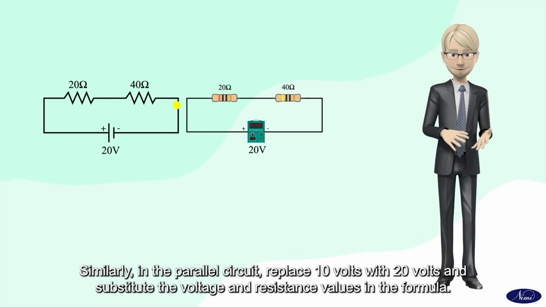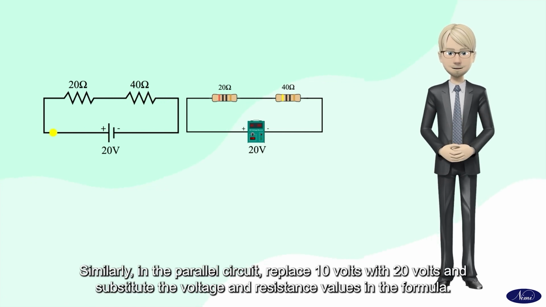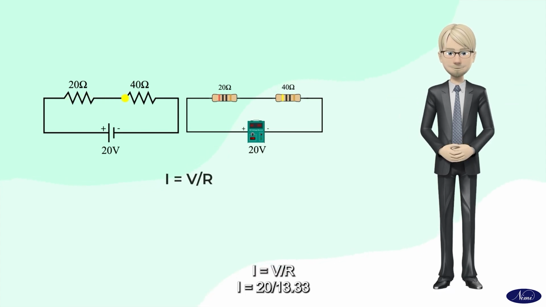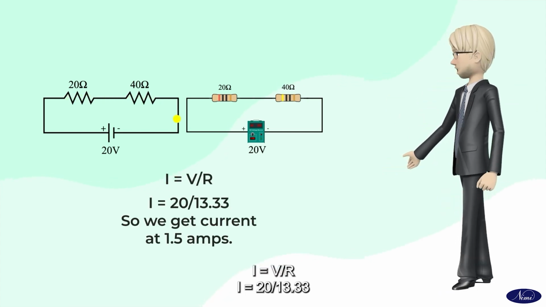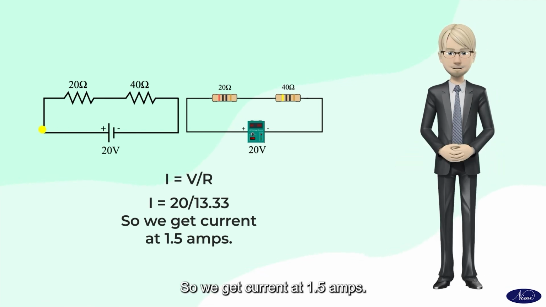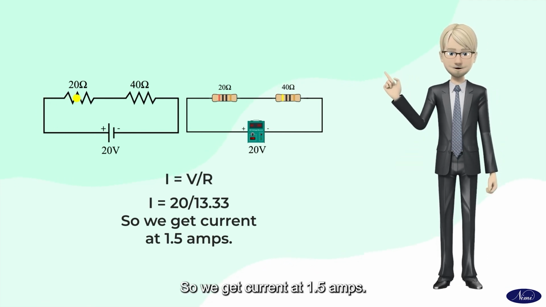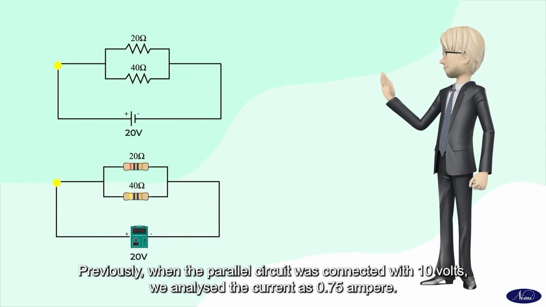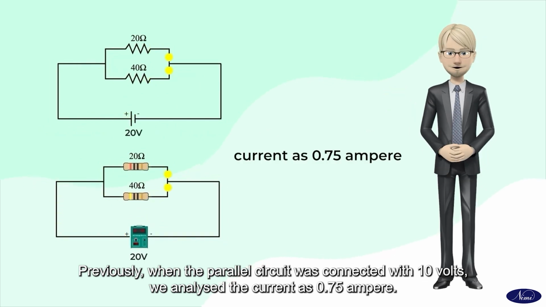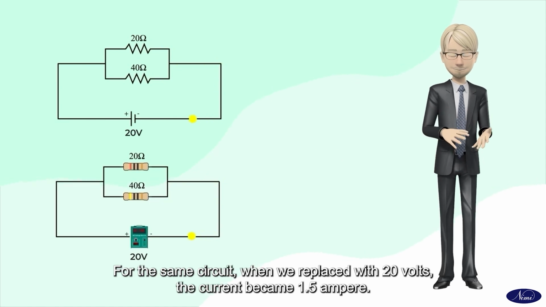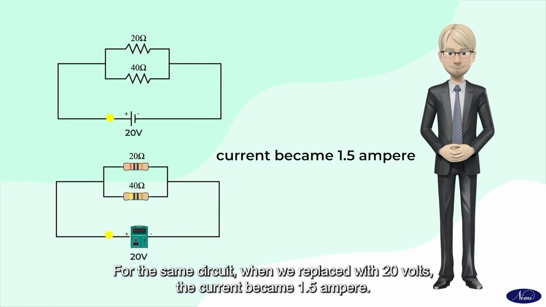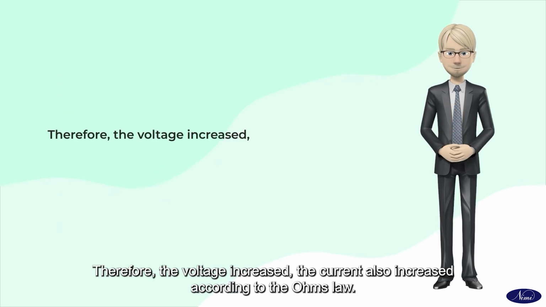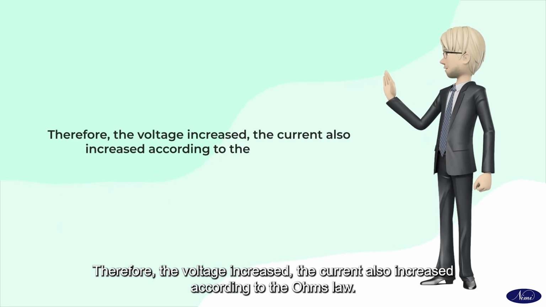Similarly, in the parallel circuit, replace 10 volts with 20 volts and substitute the voltage and resistance values in the formula. I equals V by R, I equals 20 by 13.33. So we get the current as 1.5 amperes. Previously, when the parallel circuit was connected with 10 volts, we analyzed the current as 0.75 ampere. For the same circuit, when we replaced it with 20 volts, the current became 1.5 ampere. Therefore, as the voltage increased, the current also increased according to Ohm's law.